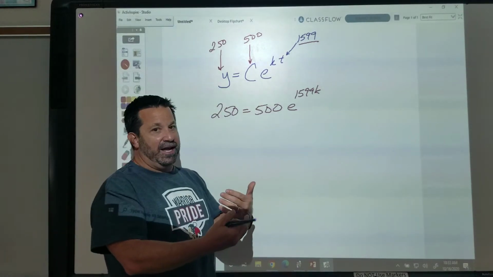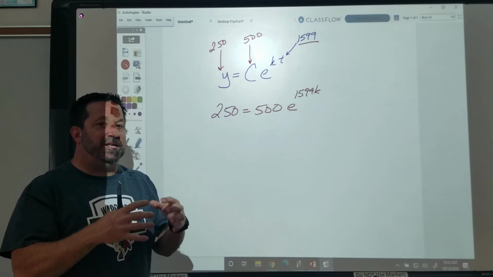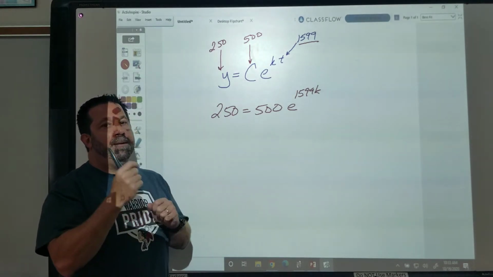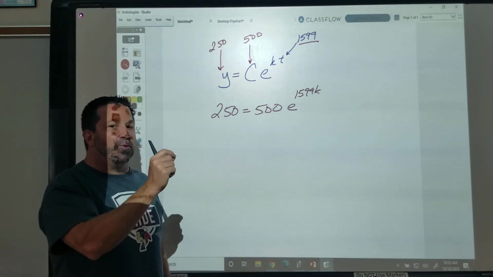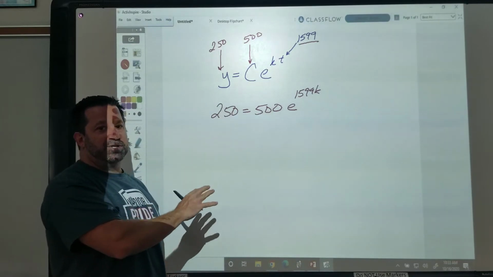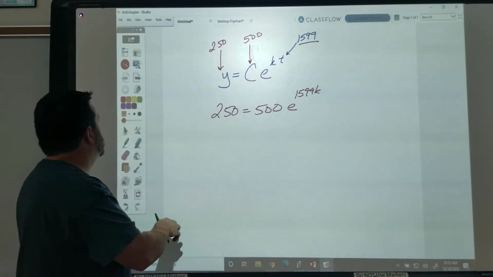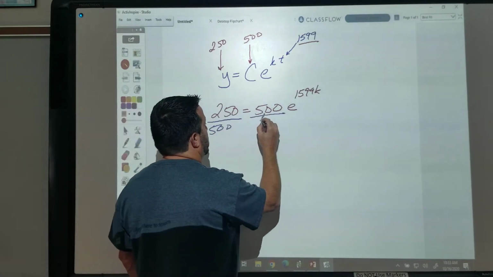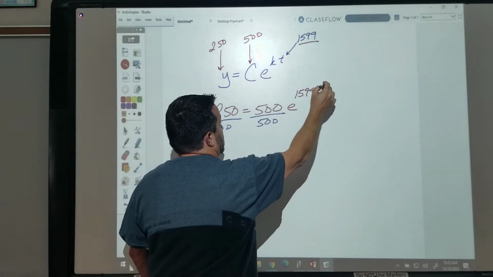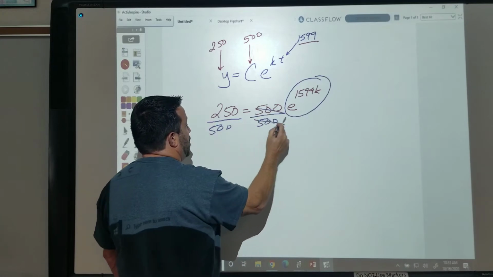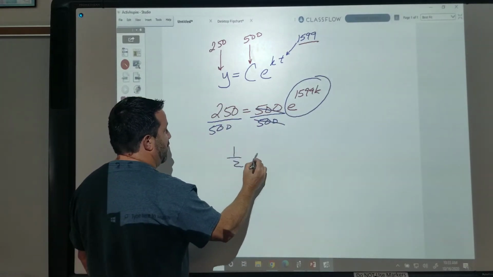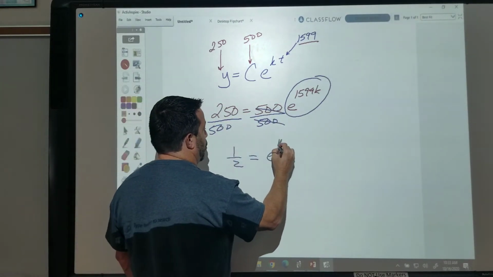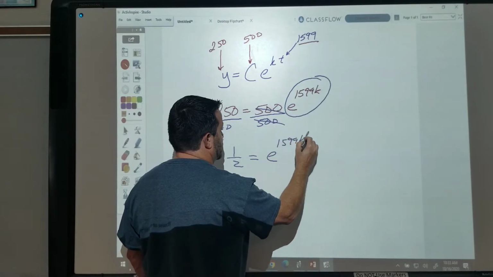That's the whole idea here, is that when you're given a problem like this, they're not going to tell you K, but you will be able to immediately write down what K is equal to based off what I'm about ready to show you here. So the next step is to divide by 500, because I want to get this thing by itself. So this ends up being 1/2 equals E to the 1,599 times K power.